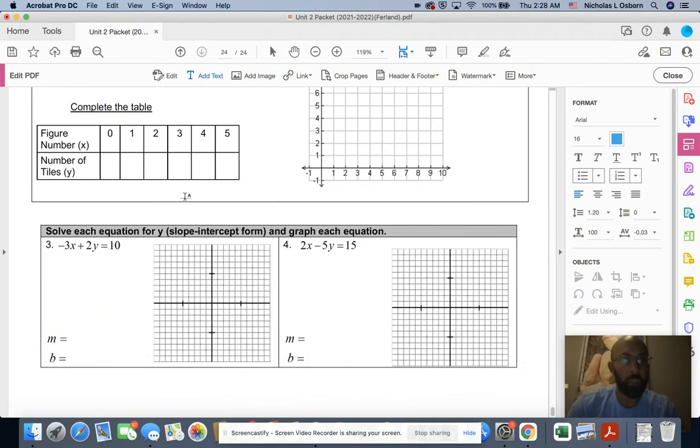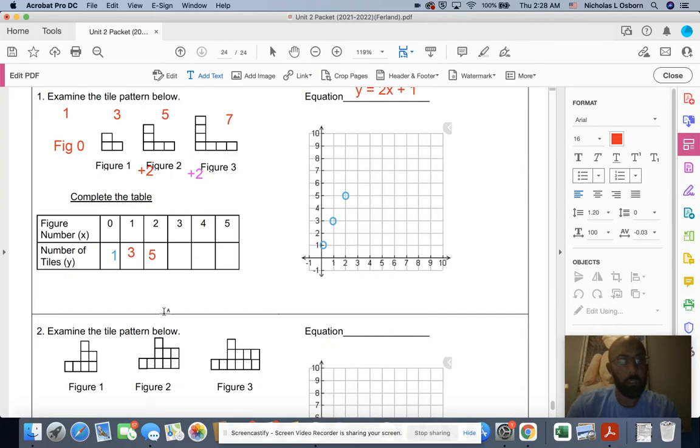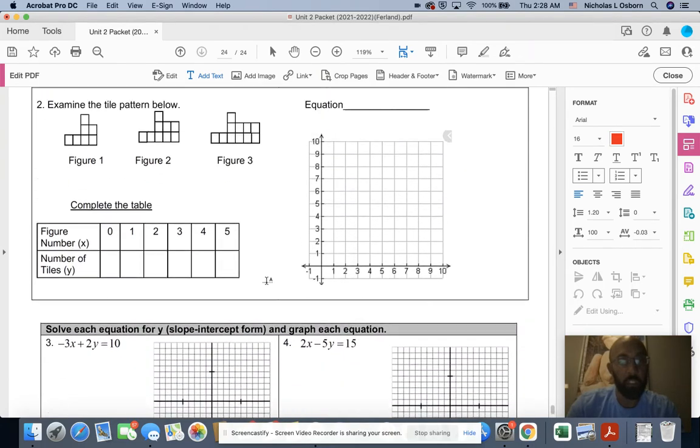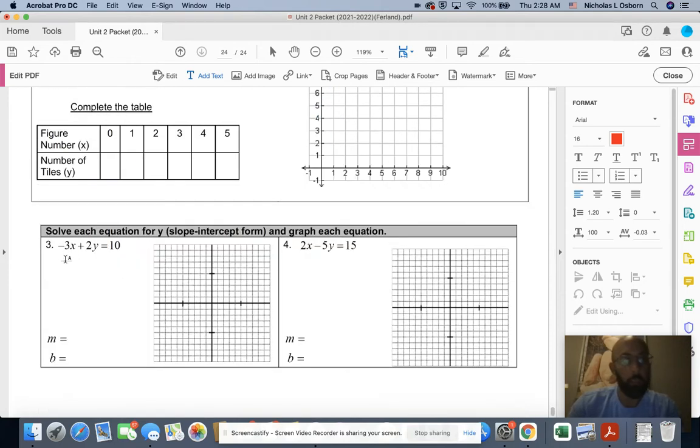These ones, remember that you need to rewrite the equation. On this first one here, you're going to graph these just like I showed you how to graph this one. But before you do that, you have to rewrite this equation. So what I want to do here is add 3x to both sides. I'm going to add 3x here, and 3x there.